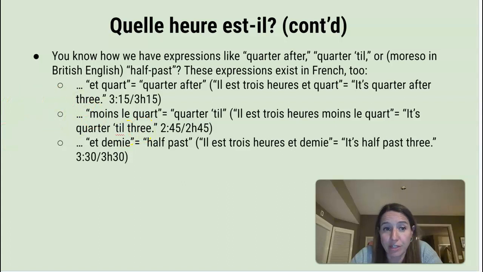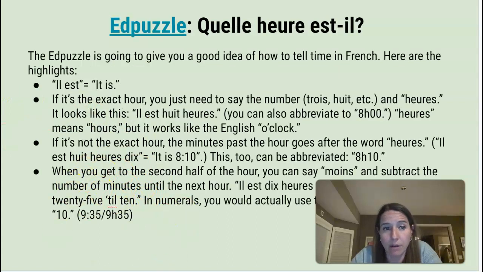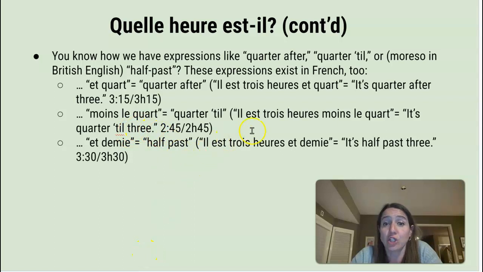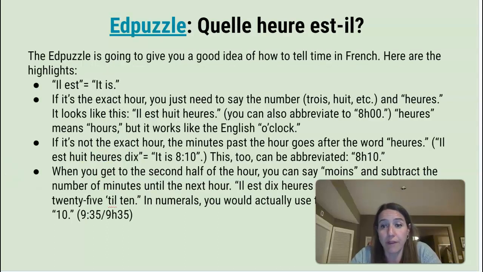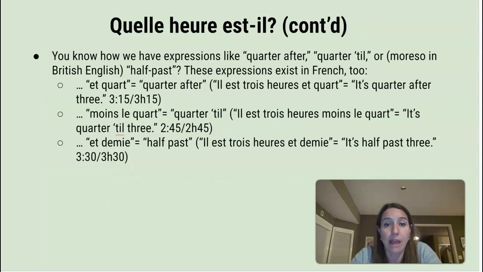Moins le quart, just like we saw the whole concept of moins up here, means quarter till. So when you say il est 3h moins le quart, it's 2:45. You could also phrase that as il est 2h45. And then lastly, you have the expression et demi, which means half past. So if you say il est 3h et demi, it's 3:30, which you could also phrase that il est 3h30. That is a very brief and quick explanation of how we answer that question, quelle heure est-il?